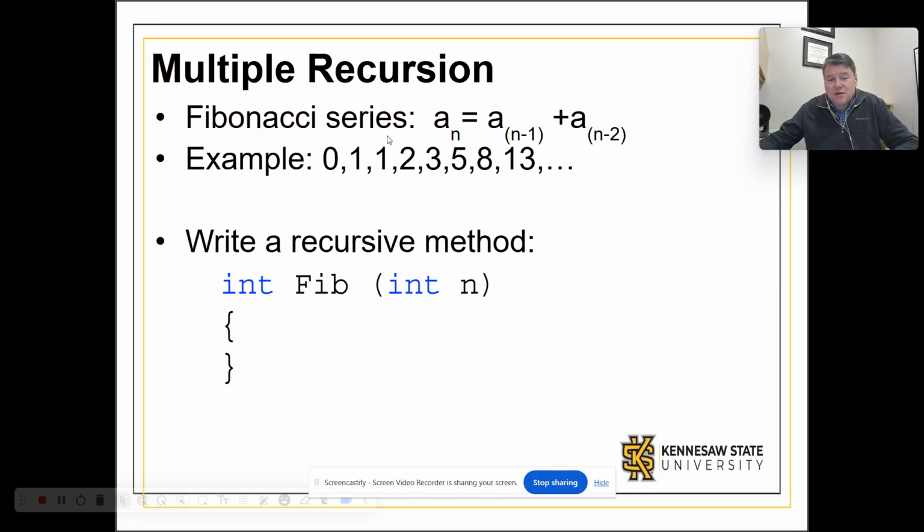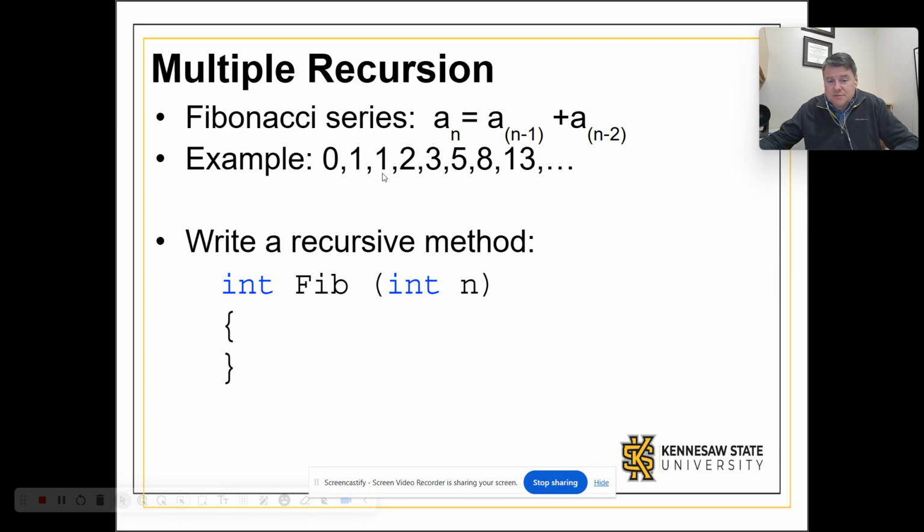So the way that the Fibonacci sequence works is if you ask for the Fibonacci of 0, the answer is 0. If you ask for the Fibonacci of 1, the answer is 1. And if you ask for the Fibonacci of 2, the answer is 1. So these are predefined numbers. Every other number in the sequence is the sum of the previous 2 numbers.